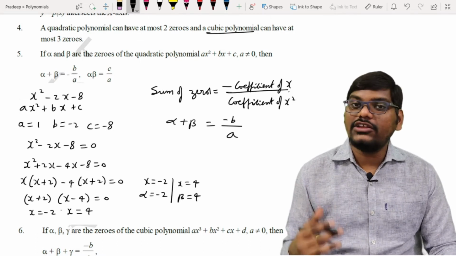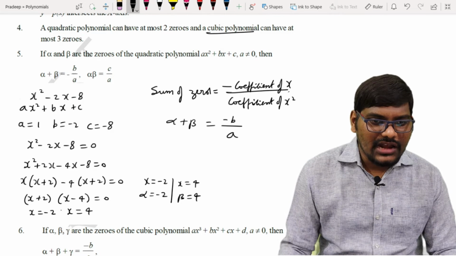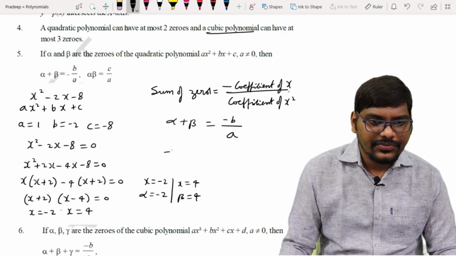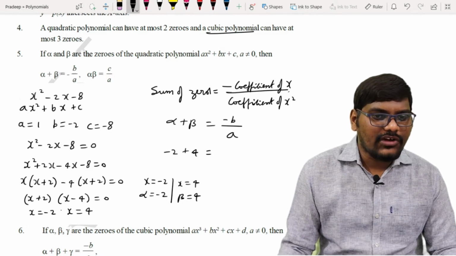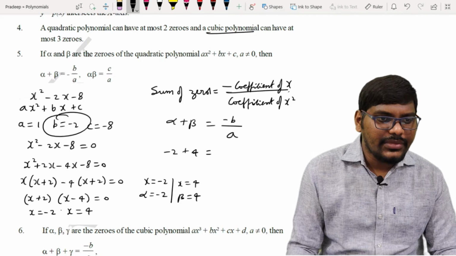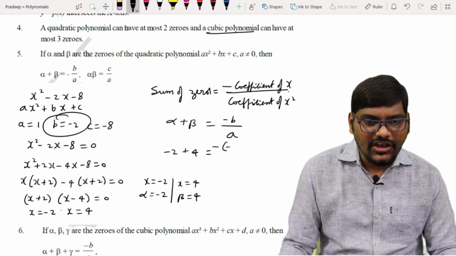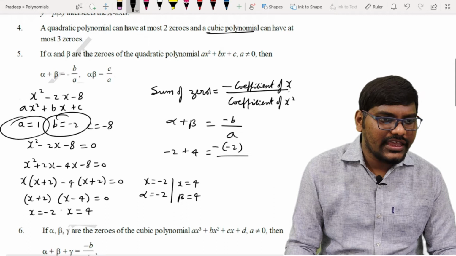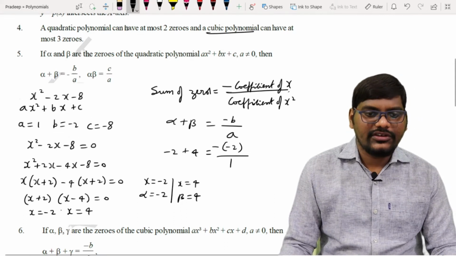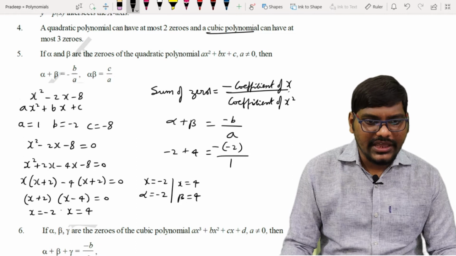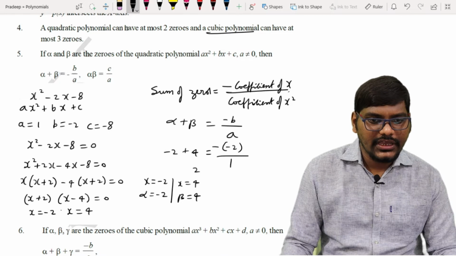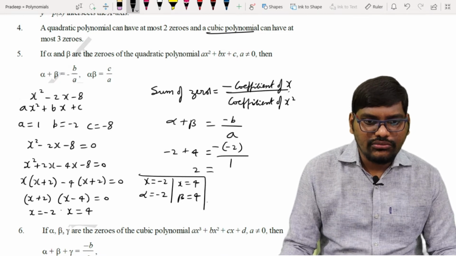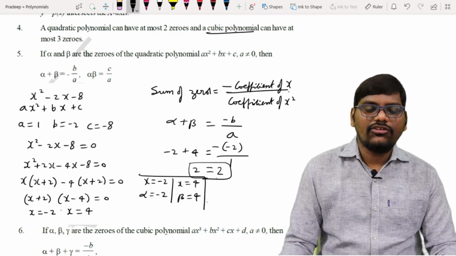Now whatever values we got, we'll substitute here. What is alpha? Alpha is minus 2. What is beta? Beta is 4. And what is minus b? Here b is minus 2, so I can write minus of minus 2. What is the value of a? We got a as 1, so we'll write that over here. Now if we solve, minus 2 plus 4 is how much? That is nothing but 2. This is equal to minus of minus 2, that is plus 2. See here, both are equal.